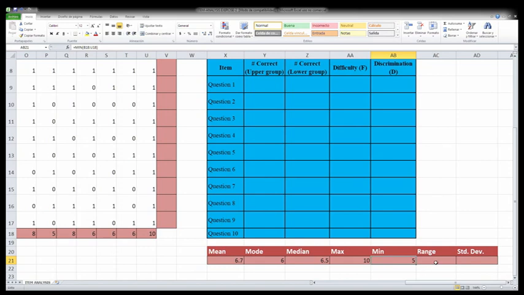The minimum was 5. So this means that the range was 5, but I'm going to teach you how to calculate it, because sometimes the numbers will be big and you will not be able to do a simple subtraction.